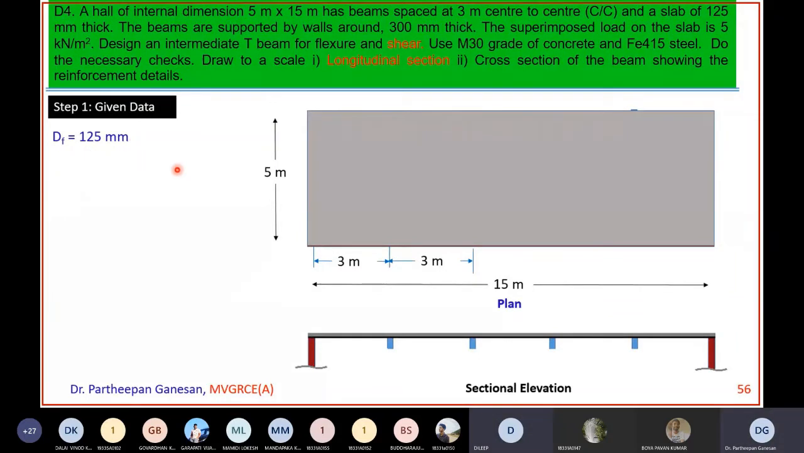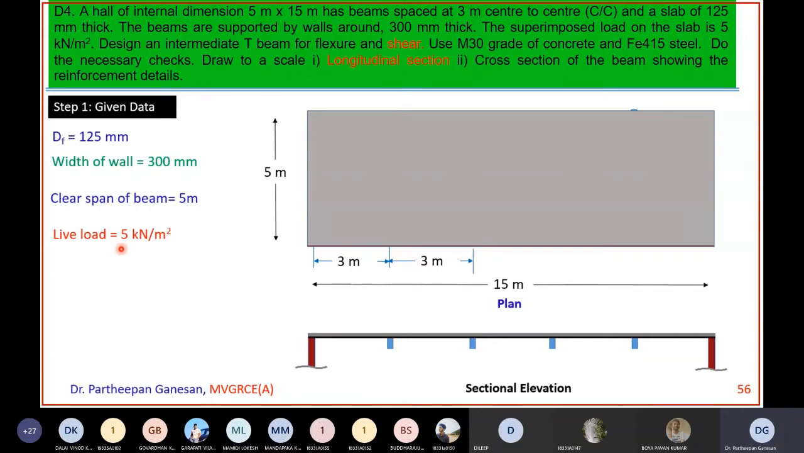The overall depth is 125 millimeters. The width of the wall all around is 300 mm brickwork. Clear span is 5 meters. Remember, the span is 5 meters, not 15 meters, because if you provide a 15 meter long span, the depth of the beam will come to around 2 meters. So you should not have a 15 meter span. The clear span will be 5 meters.